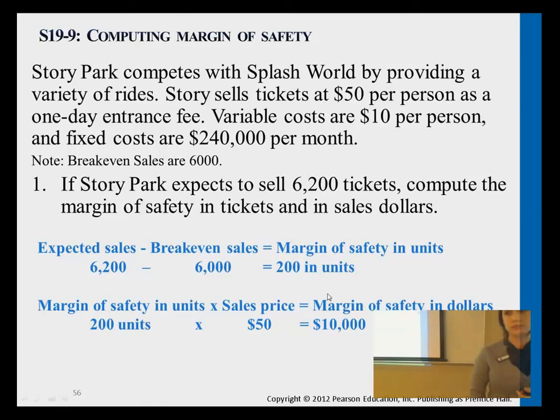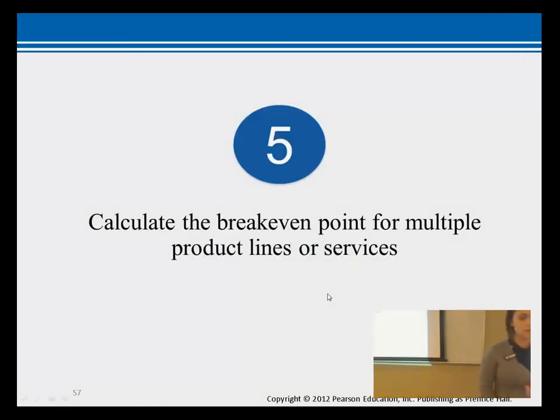And that's your margin of safety in dollars. Okay. So let's go over the fifth one. This one is a bit more complicated. Obviously when we have just one product and one price, great. But that's not the real world. We always have multiple product lines, services, whatnot. So for that, we're going to take a couple of steps to calculate the break-even sales in units first.